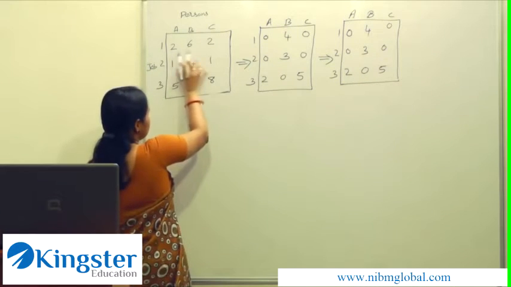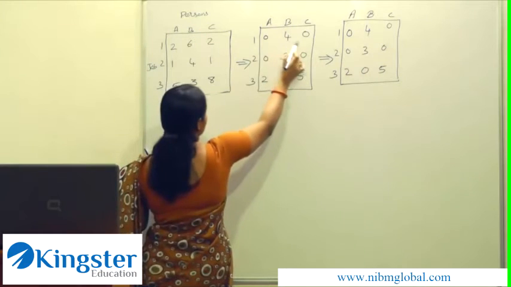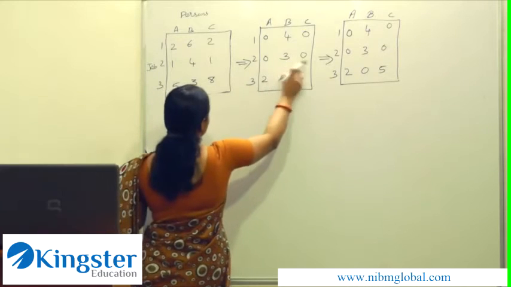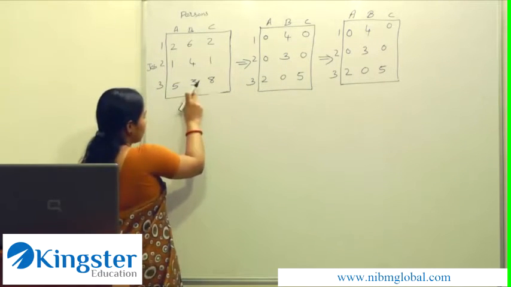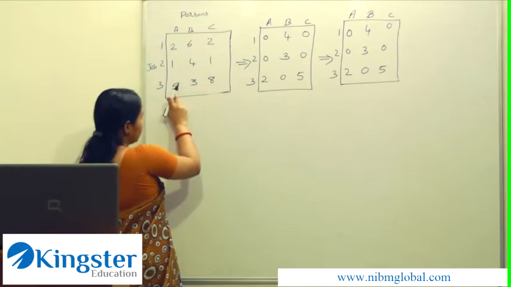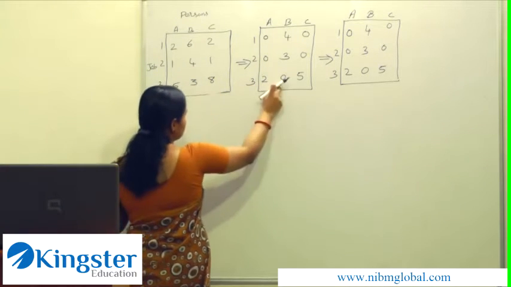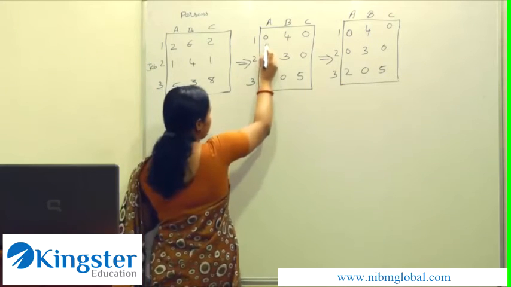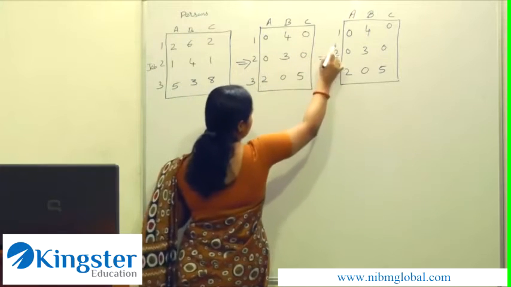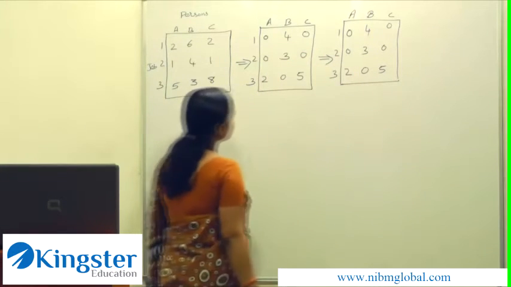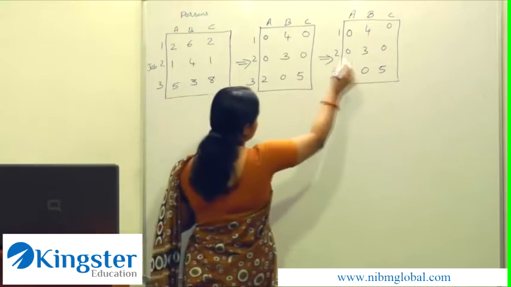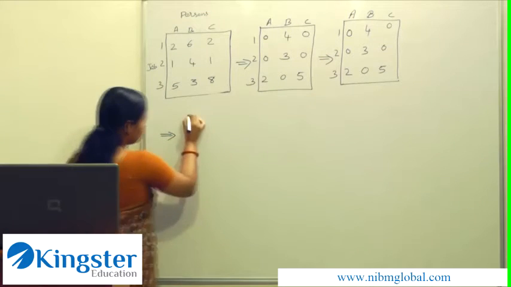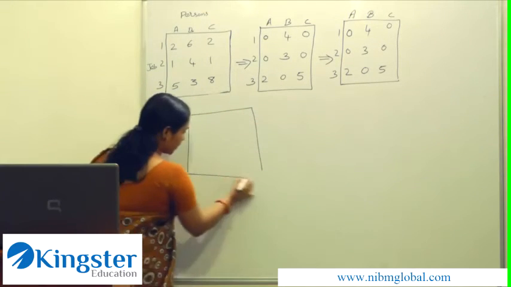Now the smallest element is 2, so the differences are 0, 4, 0. Here the smallest element is 1, so the differences are 0, 3, 0. In the third row, the smallest element is 3, so the differences are 5 minus 3, 2, 3 minus 3, 0, and 8 minus 3, 5. Now consider this matrix, and here the smallest element in each column is 0, so no change is required in these columns. 0, 0, 2, 4, 3, 0, 0, 0, 5. Now we can write this matrix once again, and we can start giving assignments on this matrix.